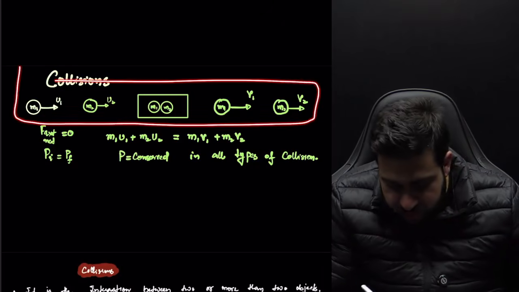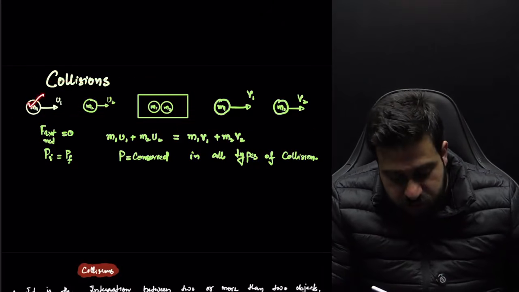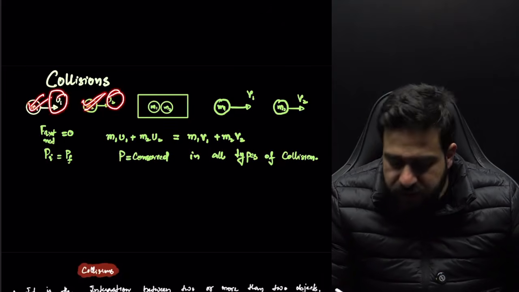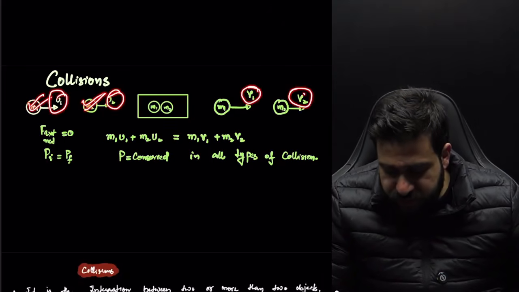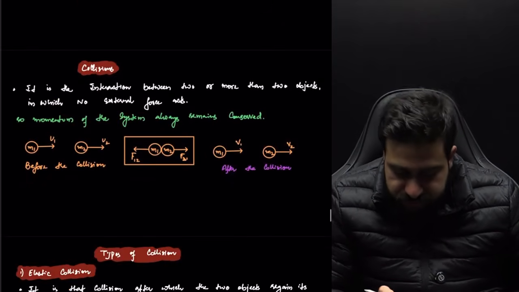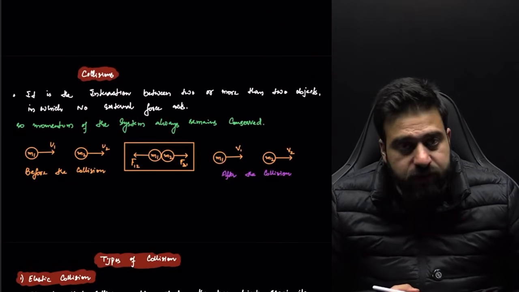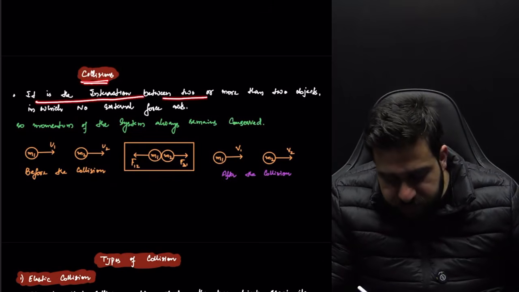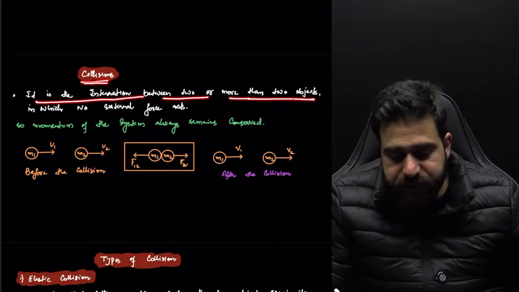When it comes to collisions, we say if masses m1 and m2 are moving with u1 and u2, and after the collision the velocities are v1 and v2, the momentum of the system in this particular case is conserved. Now take a look, I have mentioned the definition over here. Collision is the interaction between two or more than two objects.